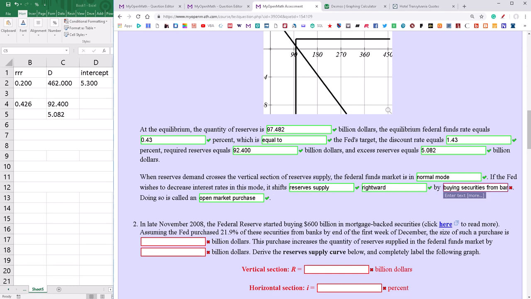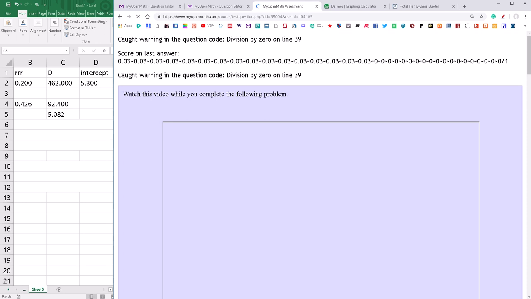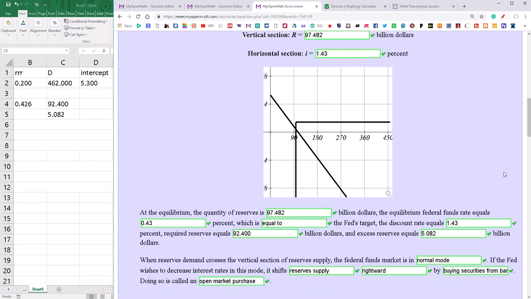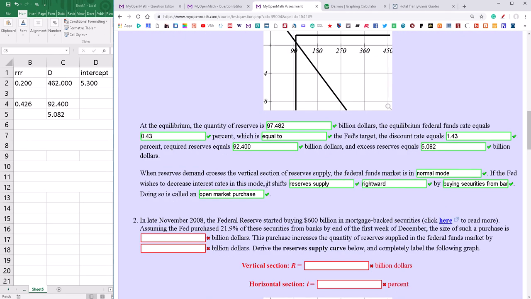Okay, so I had to change this answer to buying securities from banks. So I hit enter and we should get that right. Okay, and we do. So if the Fed wishes to decrease interest rates, it can push them down a little bit more by doing what? Buying securities from banks, and that's called an open market purchase.